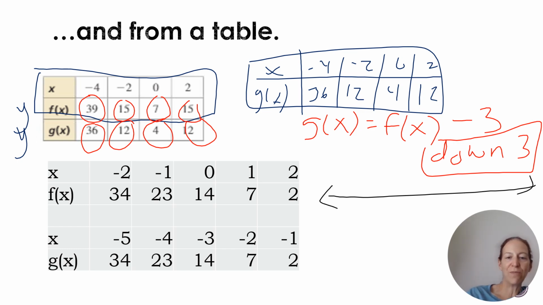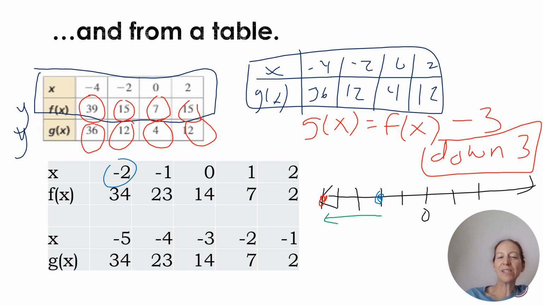So it looks like we'll put 0, 1, 2, and then -1, -2, -3, -4, -5. So with f of x, we're going to be sitting at -2. And with g, we're going to be down here at -5. And so as soon as you sketch it out, you can see, well, we went left 1, 2, 3. We went left 3. Now let's just see if that stays consistent.